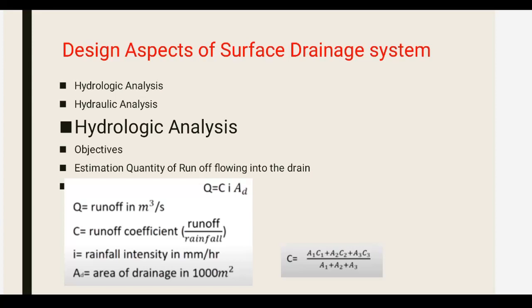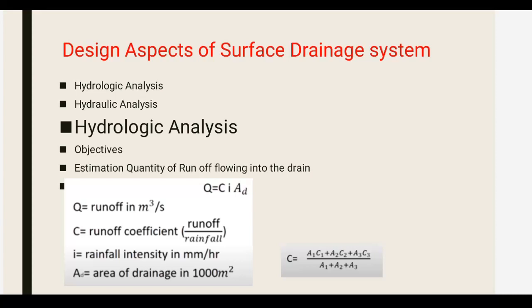As per the rational formula, the quantity of runoff flowing into the drain depends on the runoff coefficient, intensity of rainfall, and the total drainage area, right? So it is directly proportional. Now we'll see one by one.